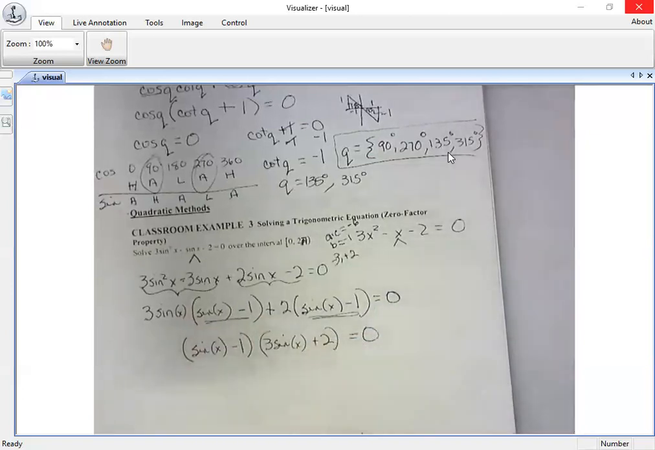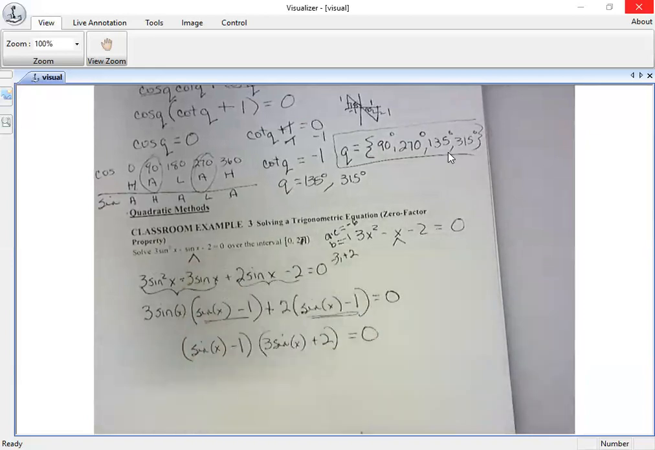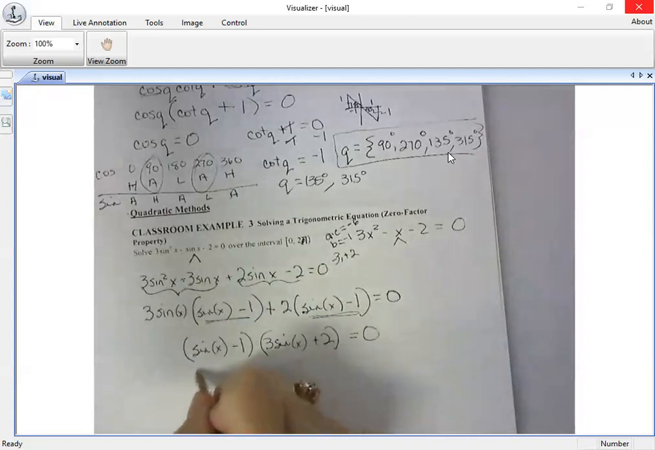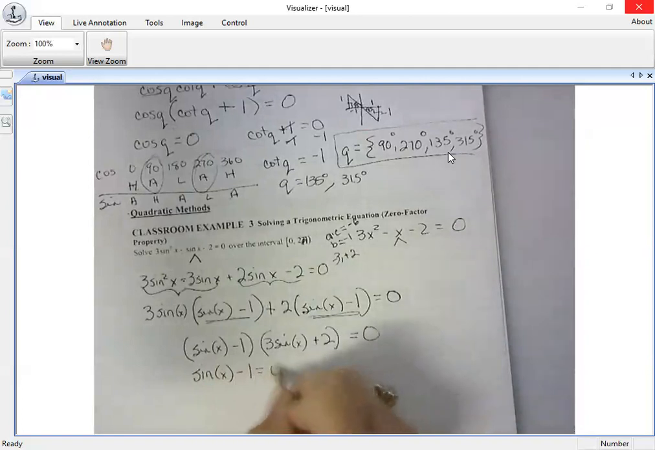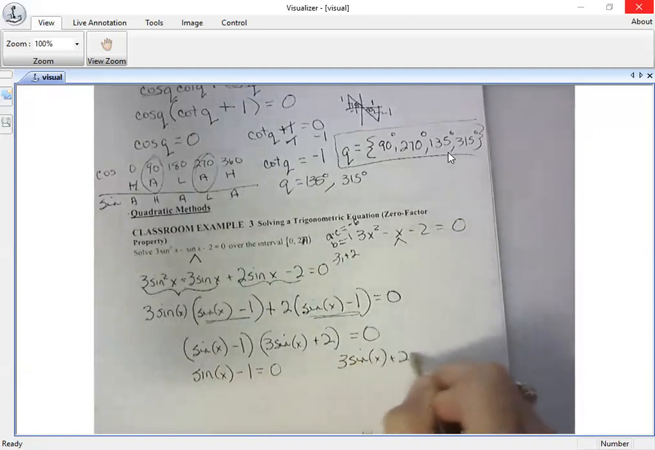Very good. Now, how can I make sure I actually got this factored right? Use FOIL to check it. And that should give me back what I started with. It will, okay? Now that it's factored, what are we going to need to do? Remember, our goal is to solve for angle x. Set each one of these parentheses equal to 0. Good, Louisa. So the sine of angle x minus 1 equals 0. And 3 times the sine of angle x plus 2 is going to equal 0.